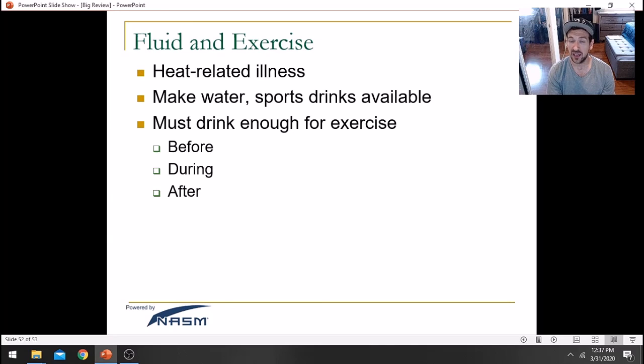And when it comes to water, you want to make sure that water and sports drinks are available for youths whenever you're training them, because heat-related illnesses are so common. Kids tend to overheat really, really easily. So make sure you're drinking enough water before, during, and after exercise, right?